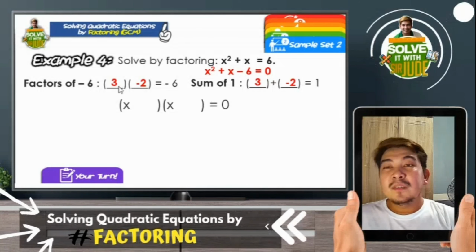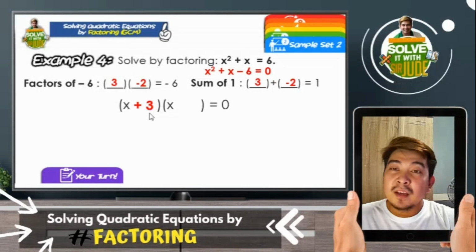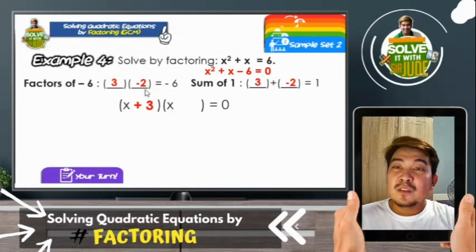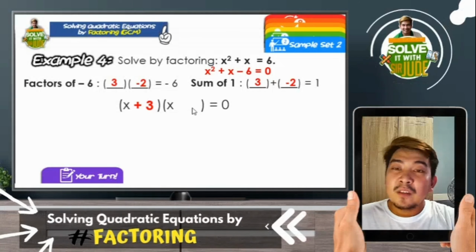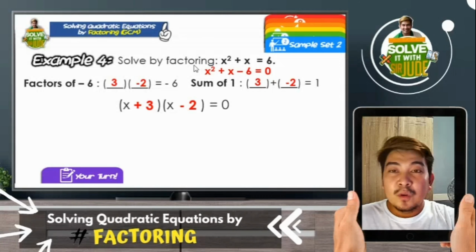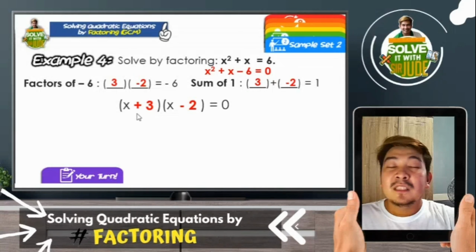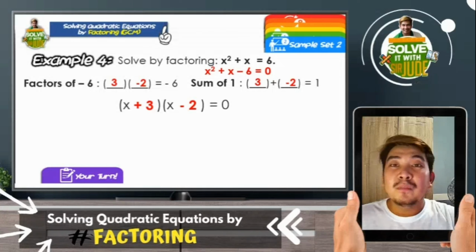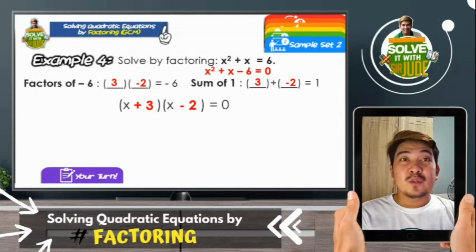So since positive 3 to, positive 3 din dapat tingnan dito. So the first factor is x plus 3. The second factor, which is negative 2, should go here. So therefore, the second factor will be x minus 2 is equal to 0. So this is already written in its factored form. So therefore, we will be using your zero product property. I-equate natin both factors to 0.